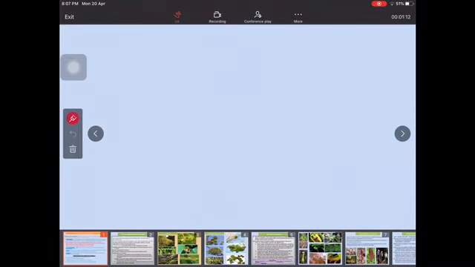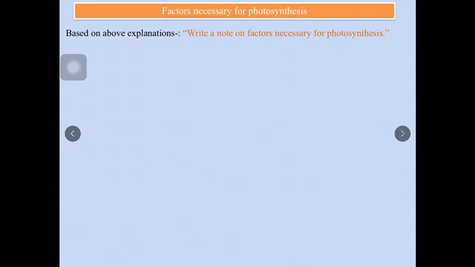Welcome back, students. Now we will move to the next part of chapter 1. Before moving to the next part, we will revise some of the important things which we have studied during the online class also. Factors necessary for photosynthesis. Based on the explanations done in the previous part, write a note on factors necessary for photosynthesis.